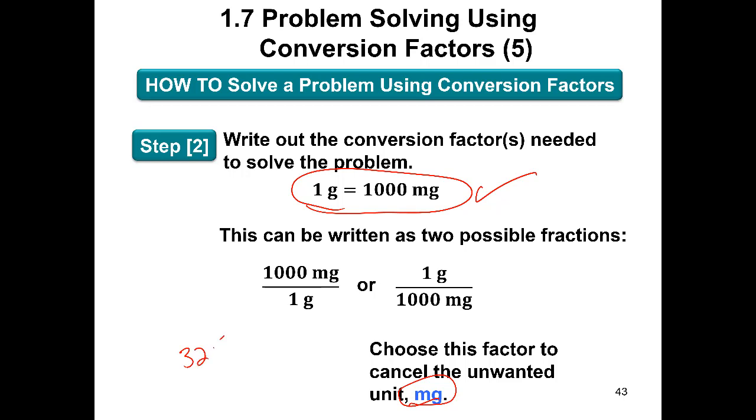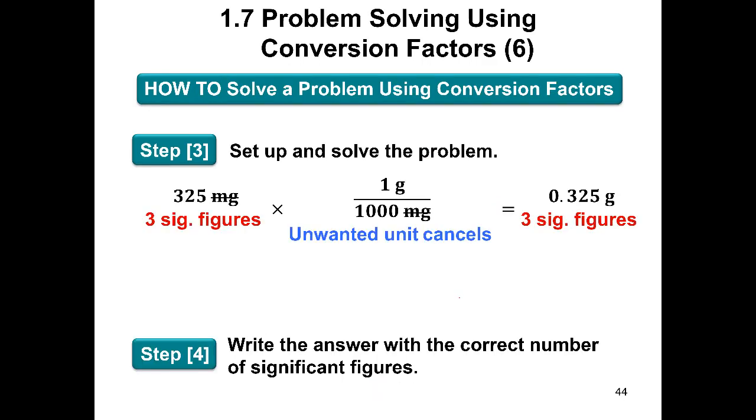I want to choose the factor that's going to cancel milligrams because remember I'm starting out with 325 milligrams. So I'm going to choose the one with milligrams in the denominator. So 325 milligrams times 1 gram per 1,000 milligrams cancels that unit and leaves me with my desired unit, which is grams. So then I multiply everything on the top, so 325 times 1, and then divide by what's on the bottom, which is 1,000, and that gives me 0.325. I had 3 significant figures in my measurement to begin with. I can have 3 significant figures in my answer.